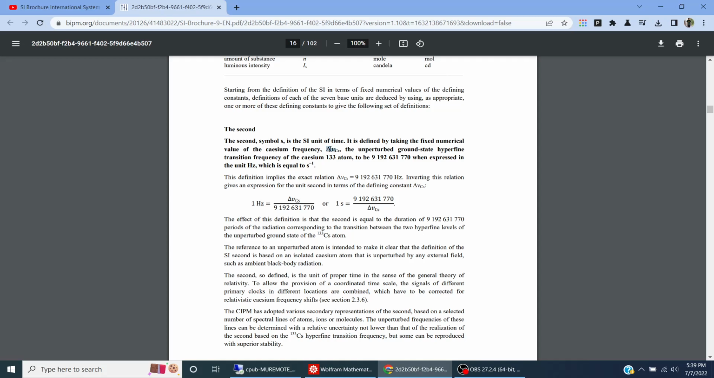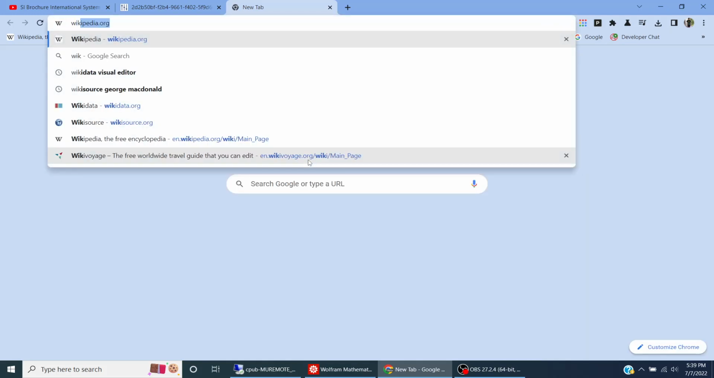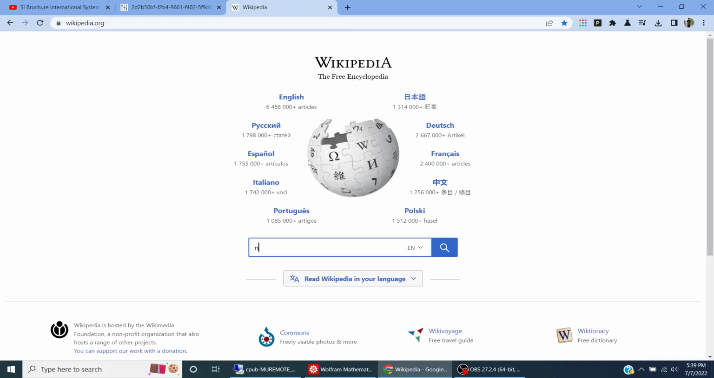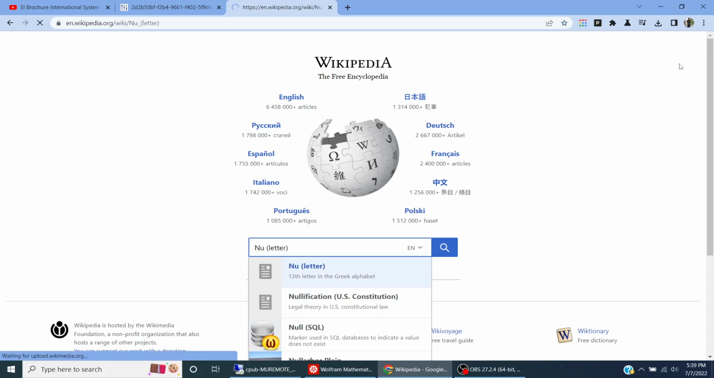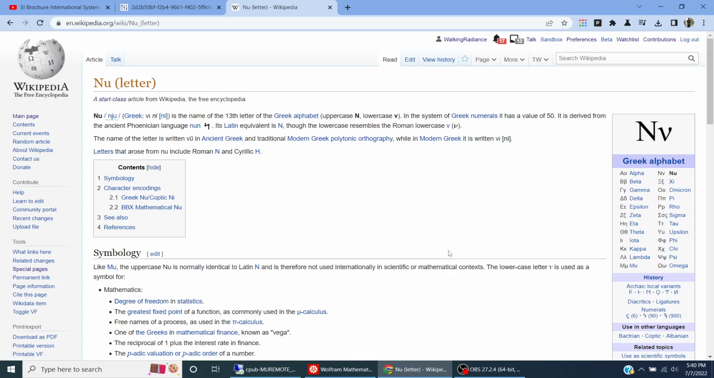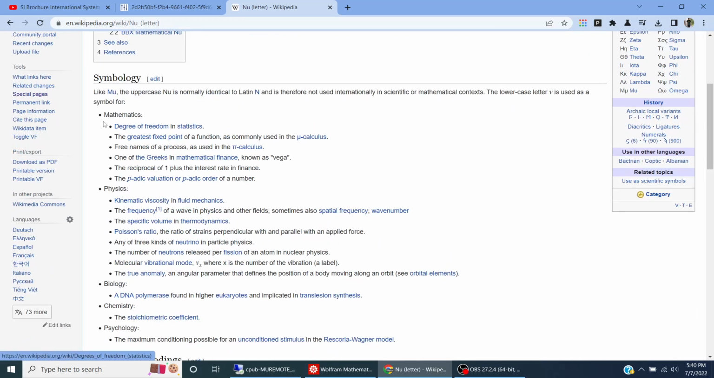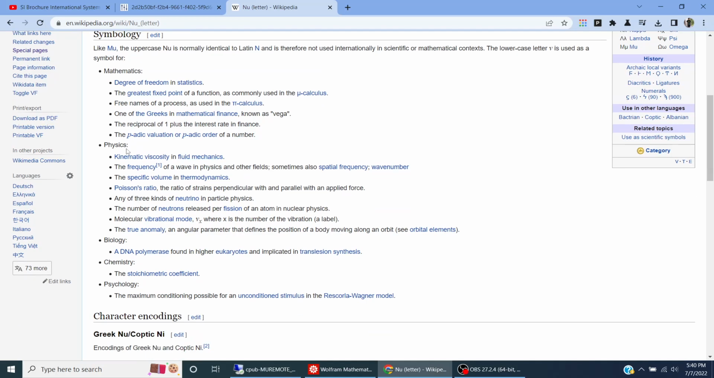This does not have the letter v. It looks like it, but it's actually the Greek letter nu. In mathematics, for example, it's used to represent degrees of freedom, to represent kinematic viscosity in fluid mechanics, and one of the types of neutrino in particle physics.